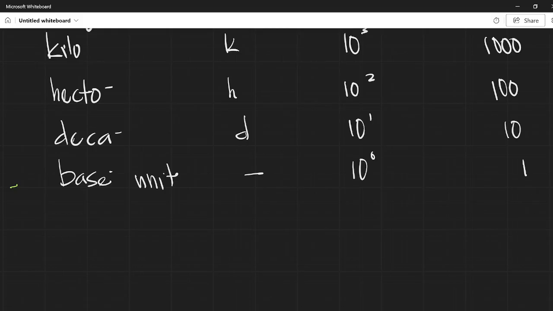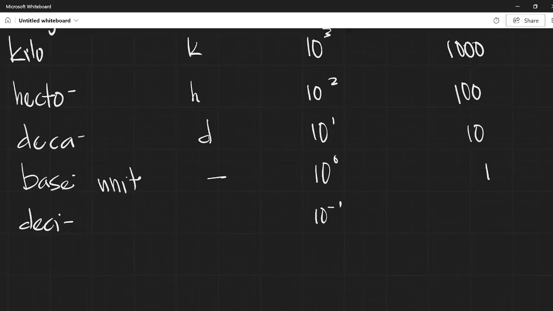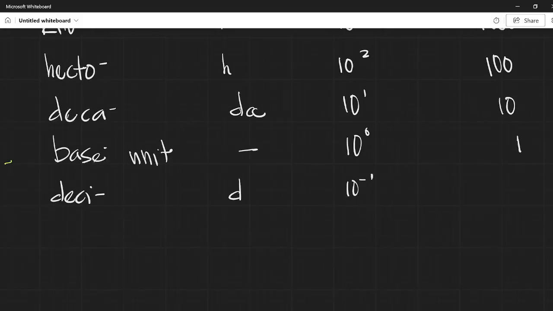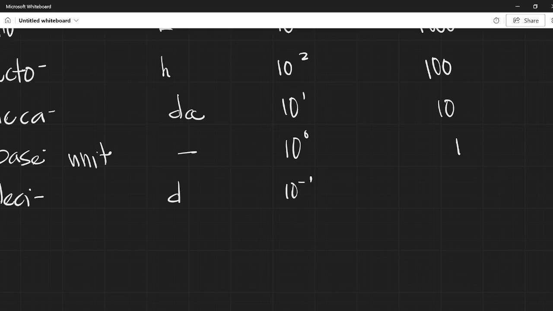So if we have 1/10, or in other words, 10 to the negative 1 of a unit, this is going to be deci, chopped into 10 pieces. And the unit for that one is going to be D. And sorry, deca is DA. Deci is just lowercase d. And then this is just 1/10 or 0.1.